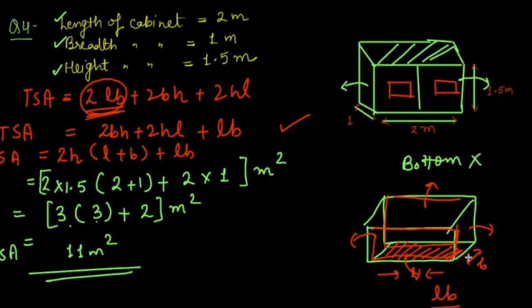I would like to explain the question again. Here you see she has to paint the cupboard, but she is not painting the base area. So this is the rectangular shape and we know the base area is LB. So it means from TSA we have to subtract LB. So if you subtract 2LB minus LB, what you will get? Plus LB, and the rest 2BH and 2HL remain the same. So this was your question number 4 of exercise 11.3.